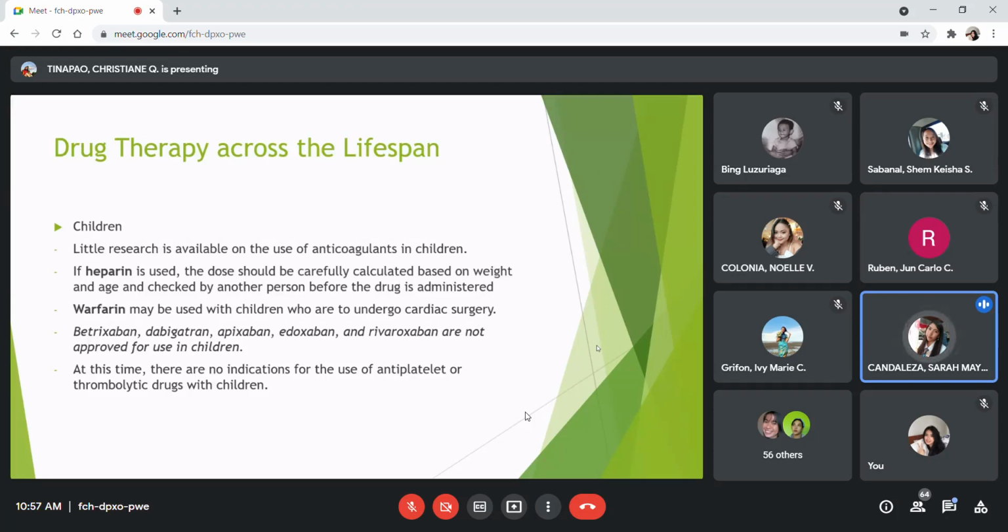So the drug therapy across the lifespan is in the book, so kindly read it.